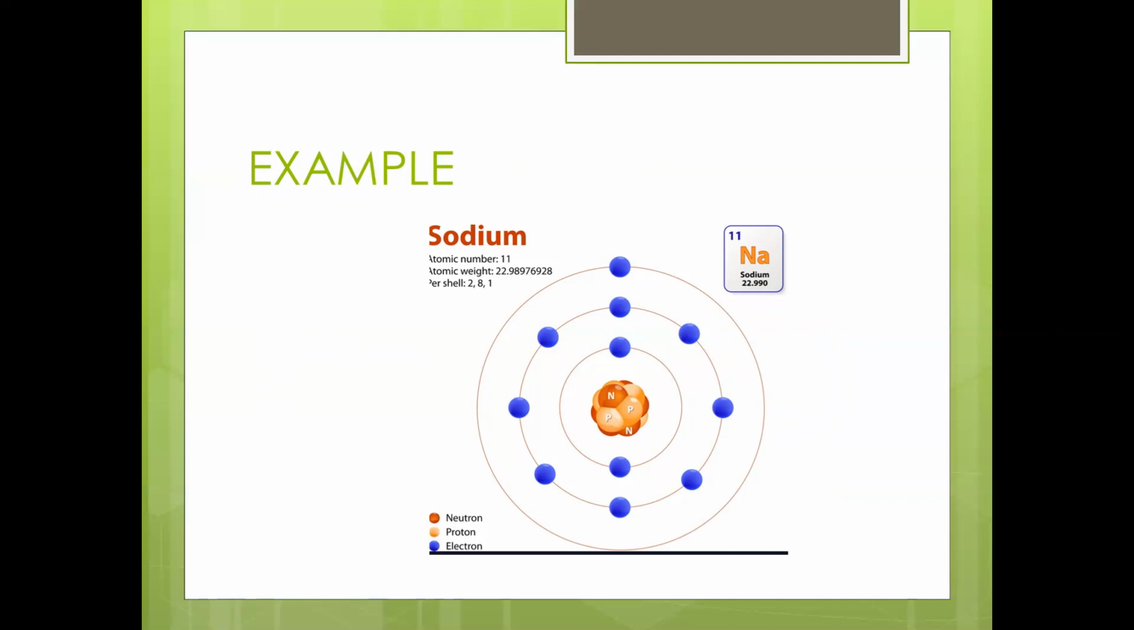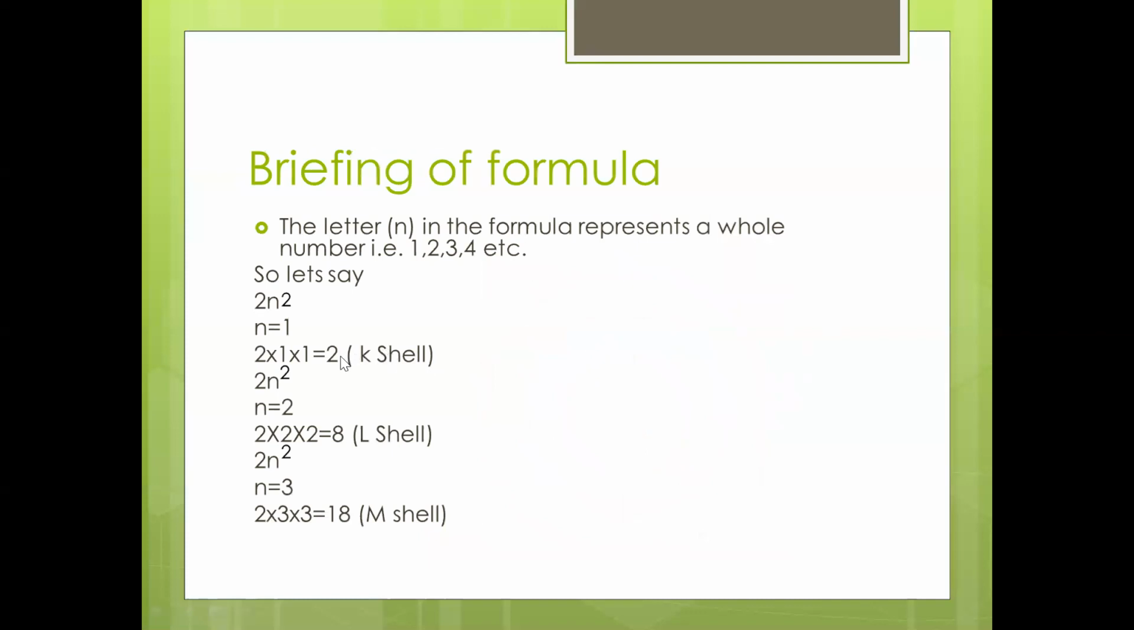So in my previous lesson, I told you that atomic number is the number of protons. So indirectly, it is also telling us the number of electrons. If you look at this picture, sodium has 11 as its atomic number. It means I have to arrange 11 electrons. In the very first shell, how many electrons are arranged? 2, according to our formula. 2 electrons have been filled over here.